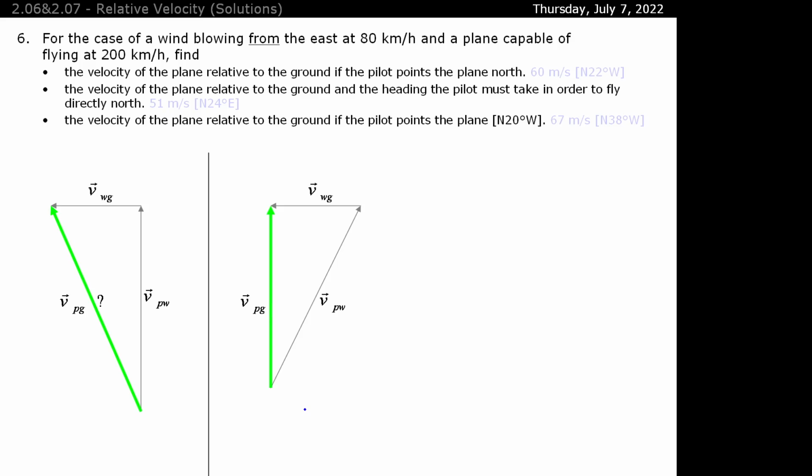All right, what do we know so far? We know that this is still 80 and this is still at 200 kilometers per hour.